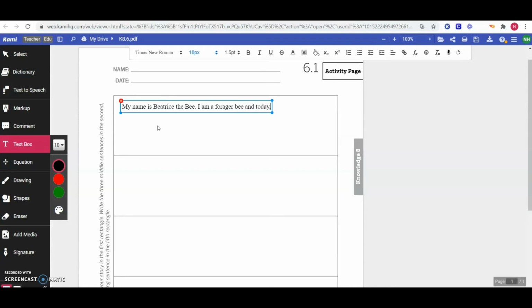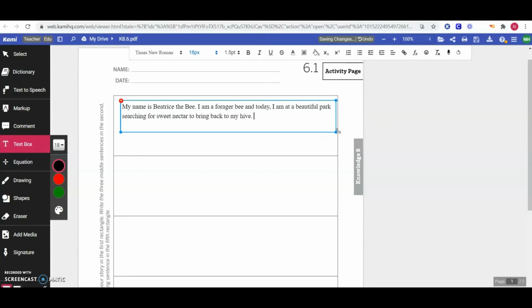and today I am at a beautiful park searching for sweet nectar to bring back to my hive. As you're writing, try to use some of the vocabulary words that we've talked about.